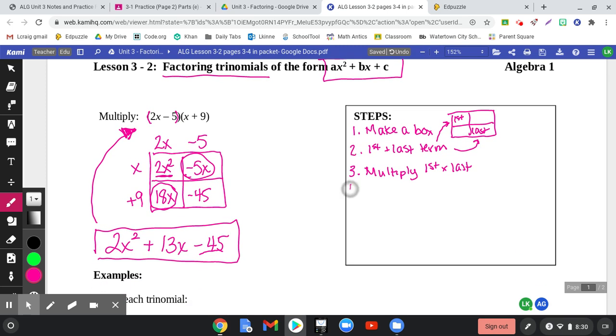So let's write this down. List all the factors. Watch your signs. And then we're going to pick the pair that adds up to the middle term.